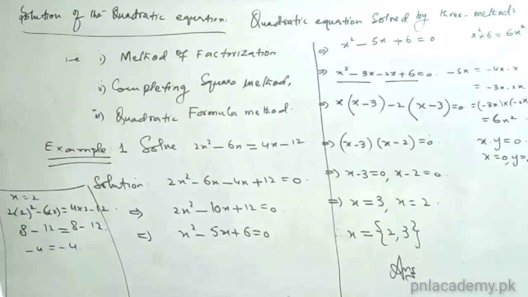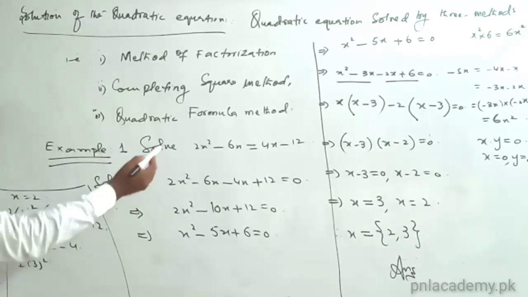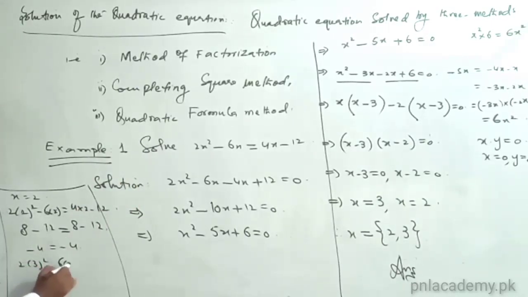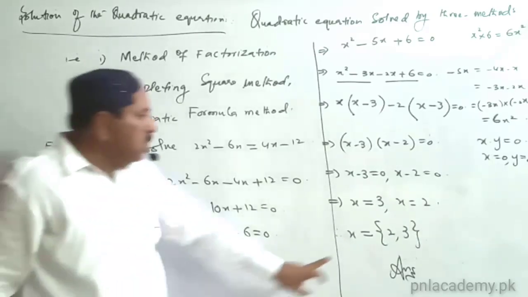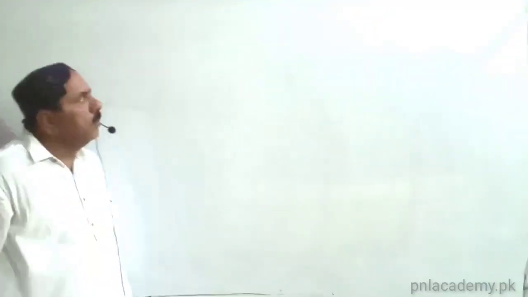Again for 3, if we substitute 3 here, so 2 into 3 square minus 6 into 3 is equal to 4 into 3 minus 12. 3 nines are 9, 9 twos are 18, minus 6 threes are 18, is equal to 4 threes are 12 minus 12. 18 minus 18 cancels, 0 is equal to 0. Both sides are equal to each other, which means 2 comma 3 is the correct answer.